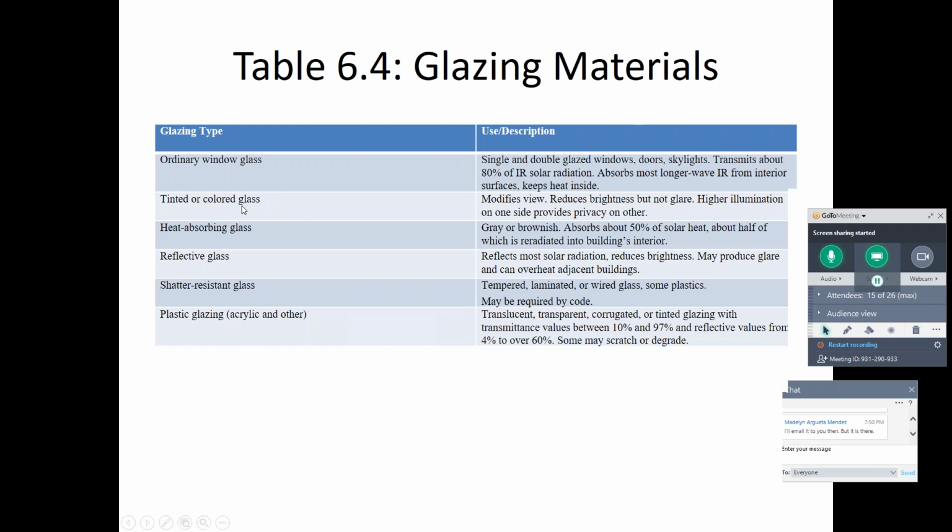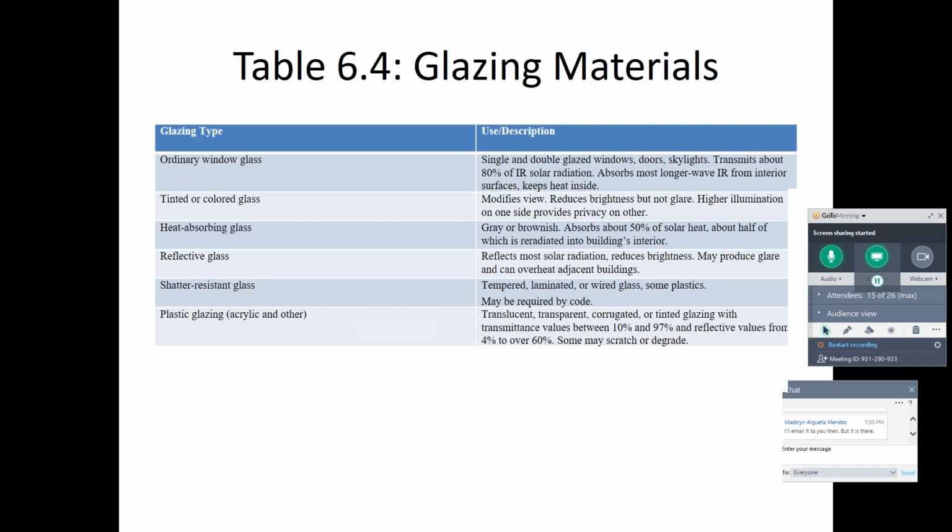So tinted or colored, or we could just do ordinary and really work on the orientation of our building, or we could do reflective because we're pushing light away from the building. Shatter resistance more has to do with where it's being used. So if there's a water location, like there's lots of rules in residential bathrooms about having certain types of windows near the tub and shower. You have to have shatter resistant glass.